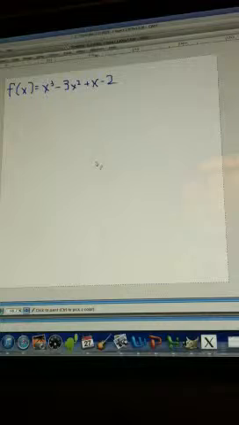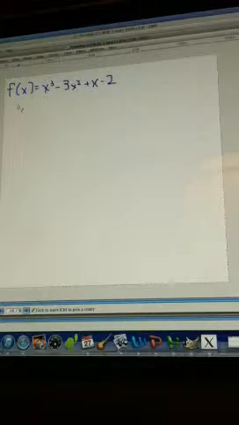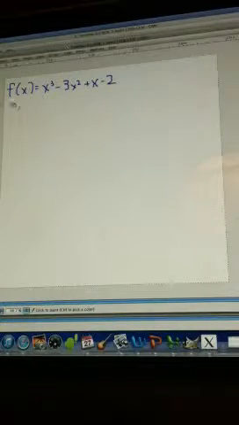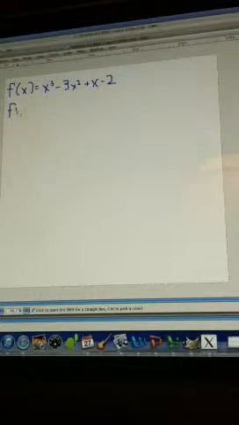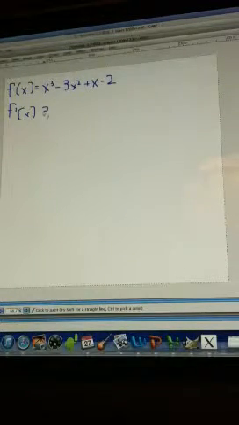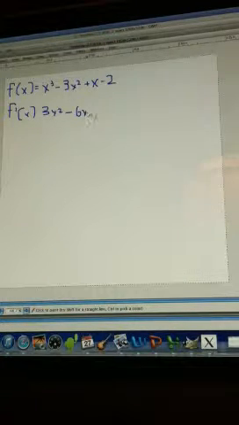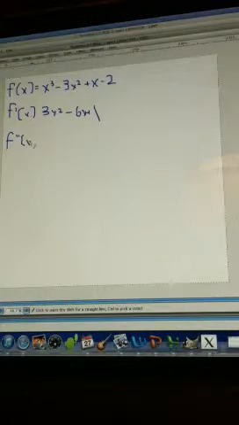So given a function, we can also determine whether a graph is concave up or concave down. The first step you want to do is find your second derivative. First derivative would be 3x squared minus 6x plus 1. And the second derivative would be 6x minus 6.